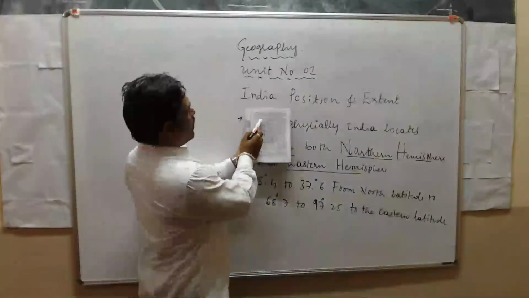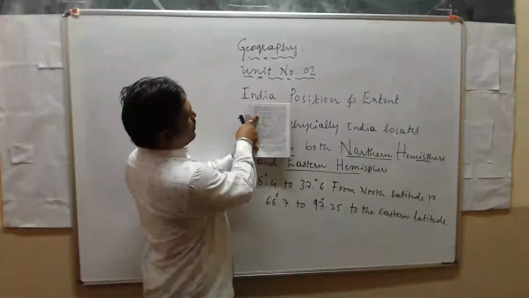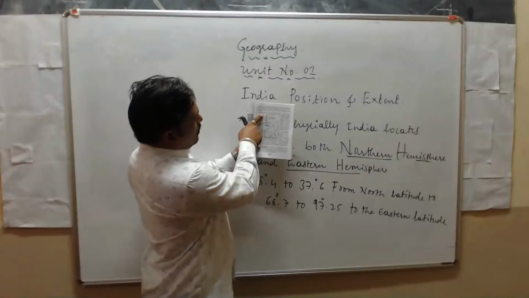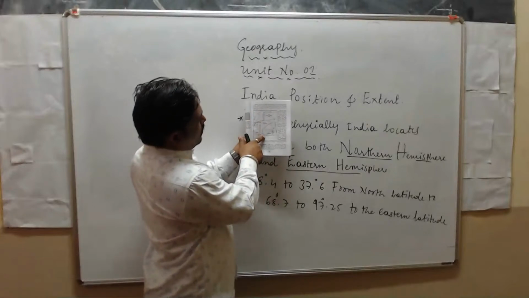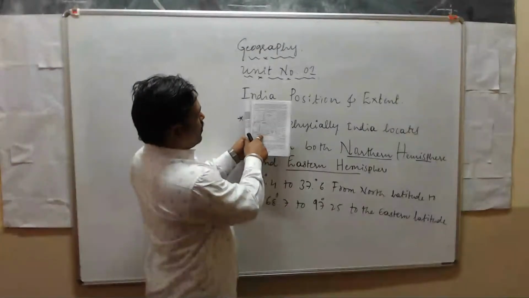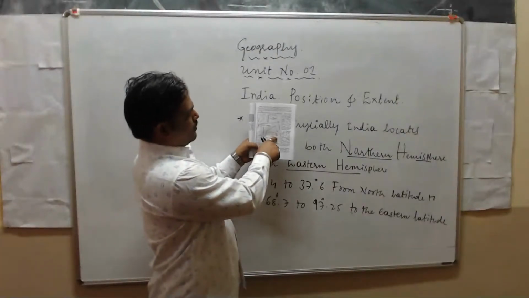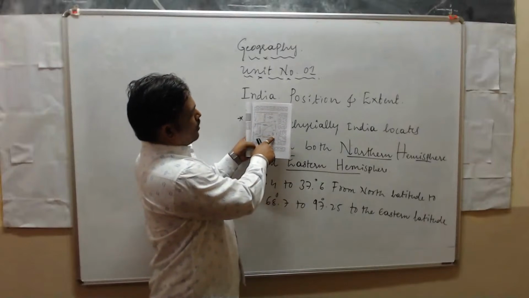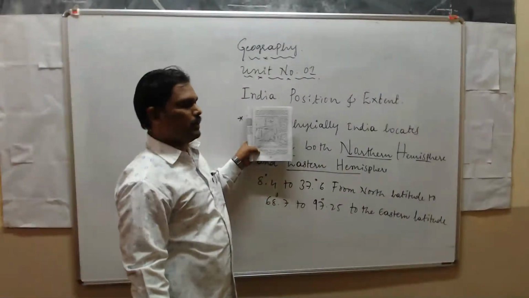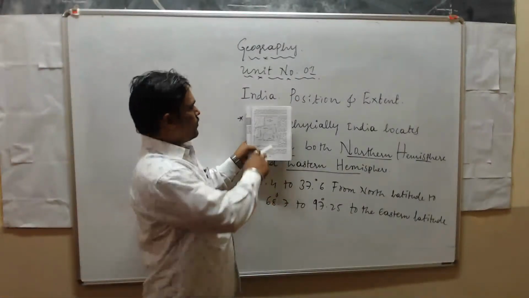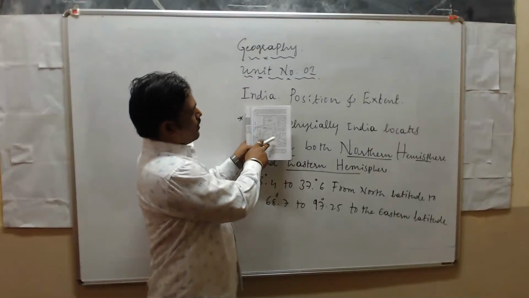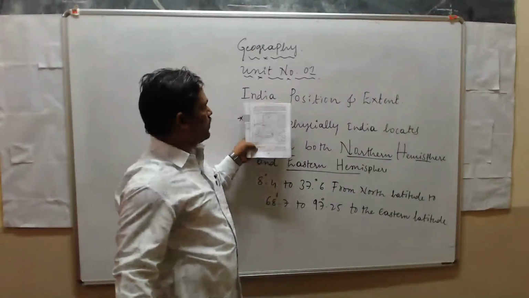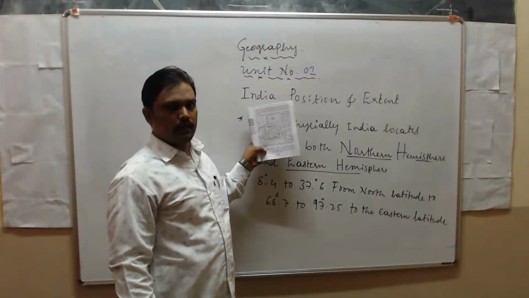See here, Indira Col is at the tip of India in the Ladakh region. From this point up to here, Indira Point is here in the Great Nicobar Island. From Indira Col to Indira Point, geographically India extended. Where is this Indira Point? In the Great Nicobar Island.